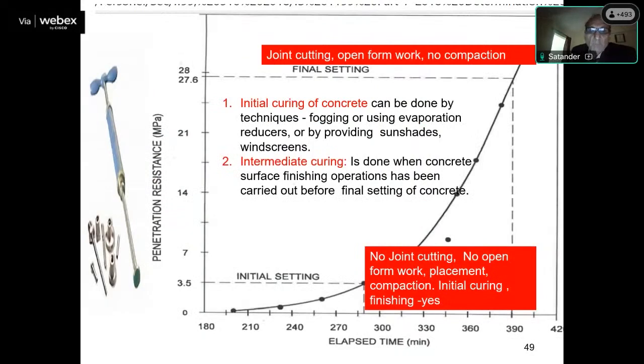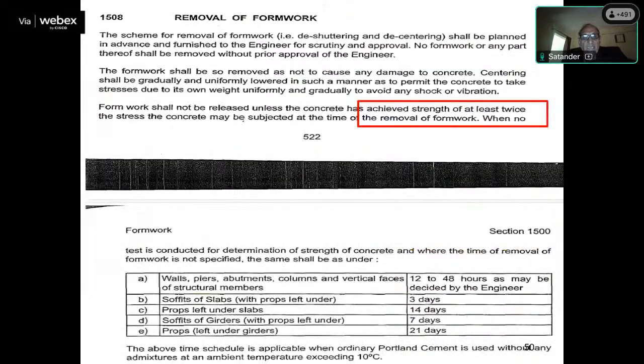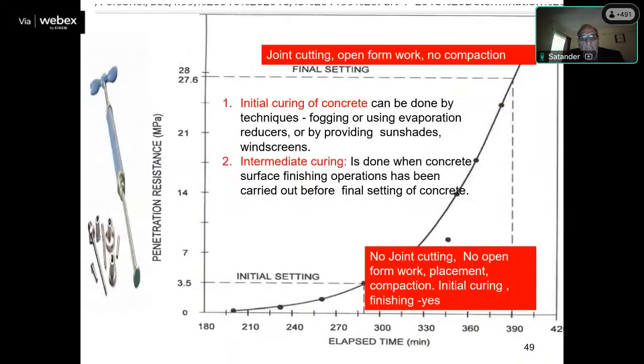The other most important test is the setting time of concrete. It will tell you up to what time you have to use the needle vibrator, and up to what time you can transport the concrete. What is the time? We take the concrete, we take this plunger. It is given in IS 516. Correct? It is given in IS 516.